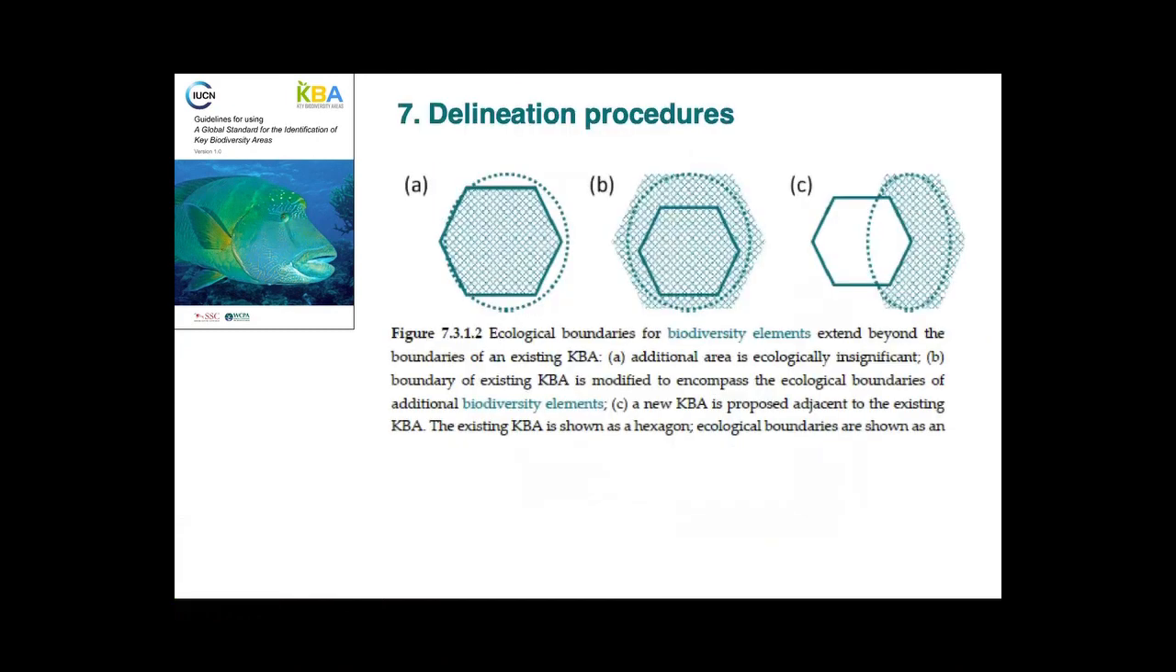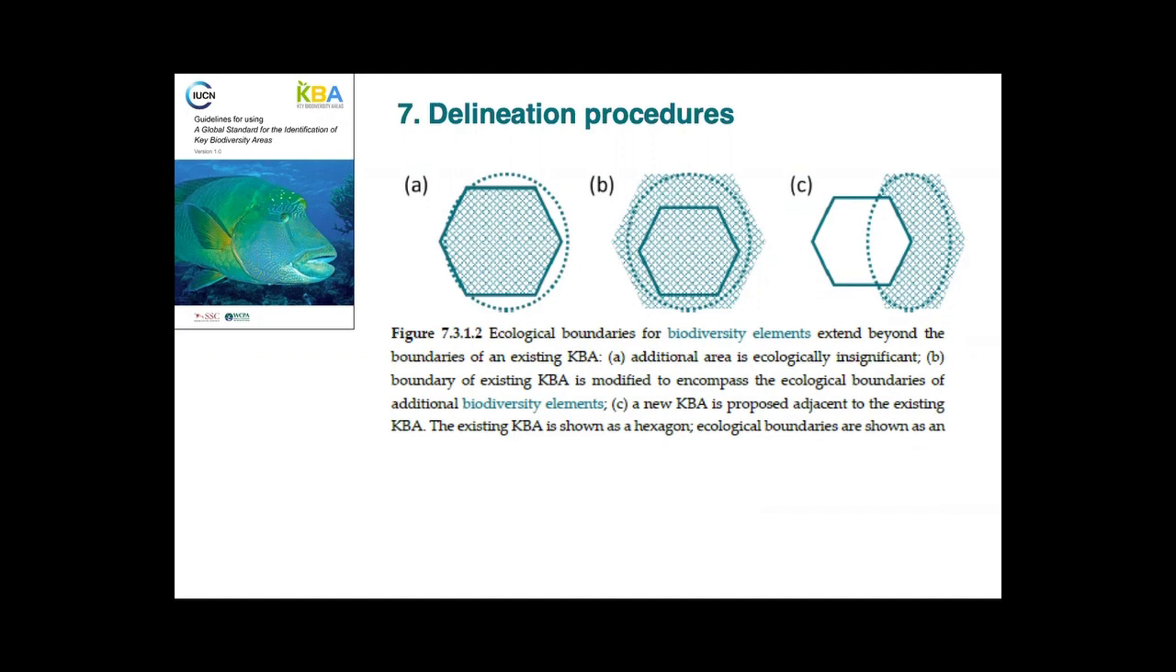So I'm going to jump ahead now to delineation. As I mentioned earlier, this is a required step in the KBA identification process. It's typically an iterative process that involves assembling spatial data sets, mapping the distribution of trigger biodiversity elements and deriving initial boundaries based on ecological data, and then refining those ecological boundaries to yield practical KBA boundaries, so sites that are practical for management.